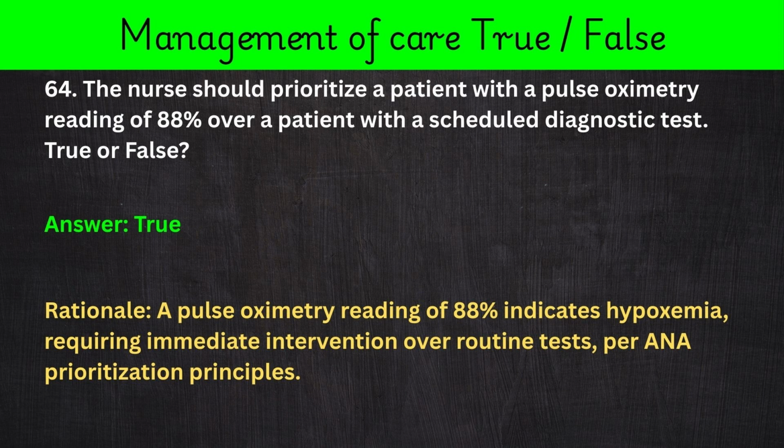64. The nurse should prioritize a patient with a pulse oximetry reading of 88% over a patient with a scheduled diagnostic test. True or false? Answer: true. Rationale: A pulse oximetry reading of 88% indicates hypoxemia, requiring immediate intervention over routine tests, per ANA prioritization principles.